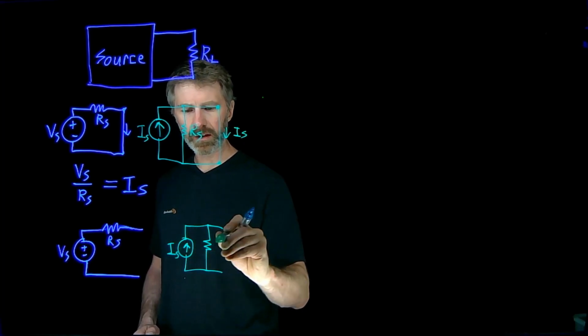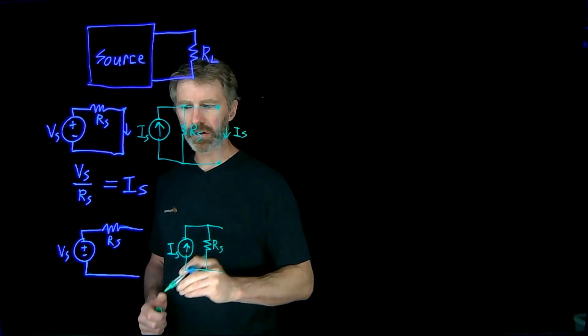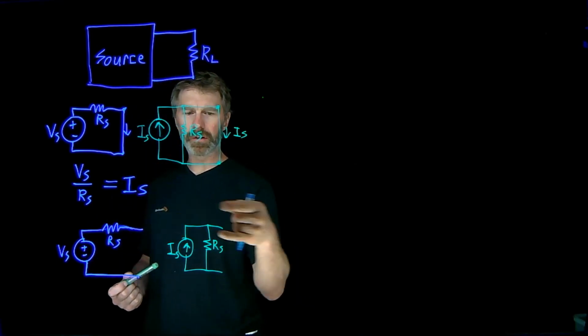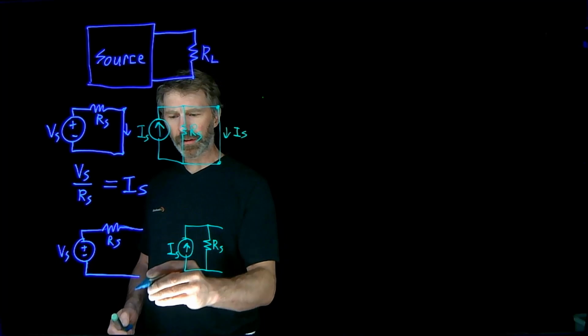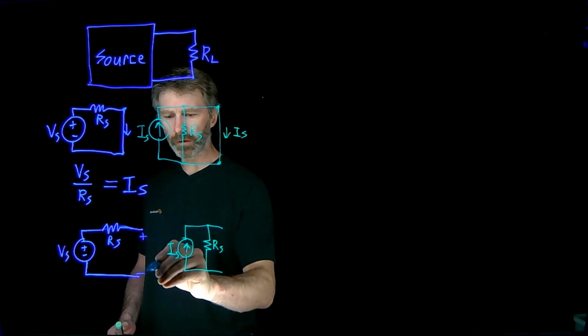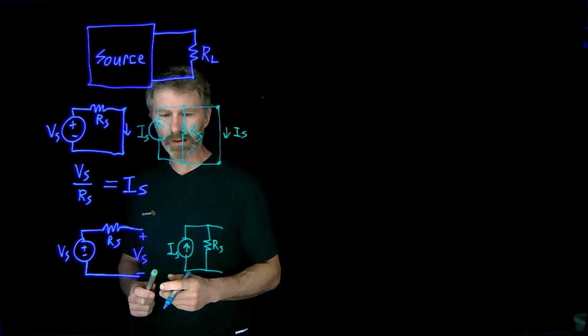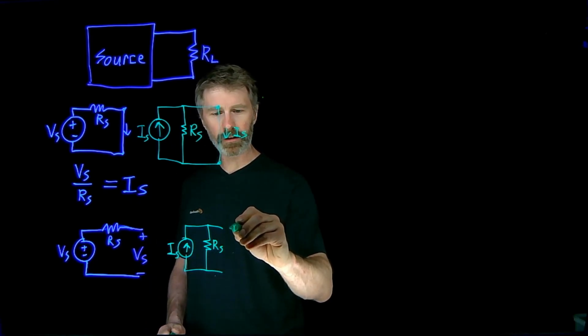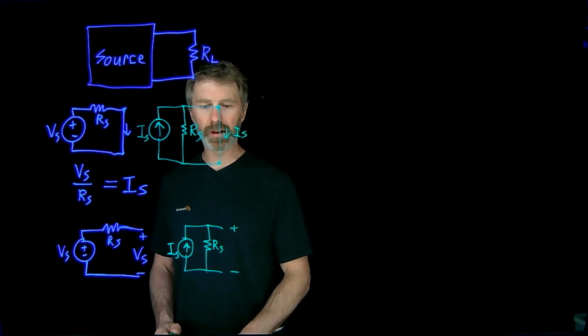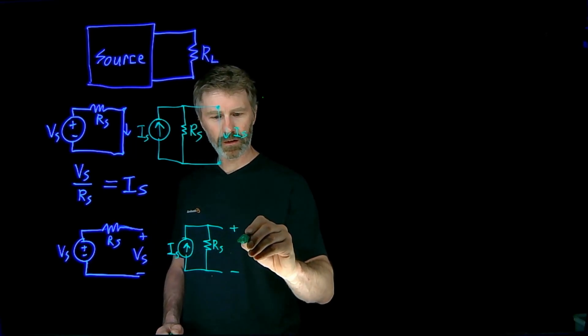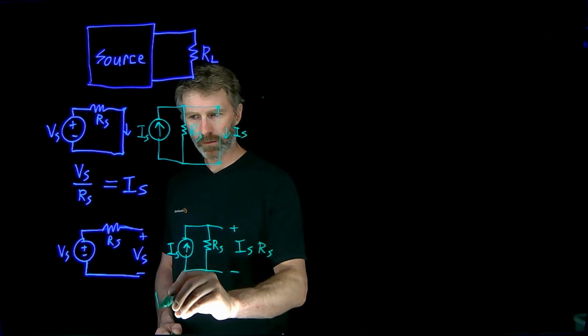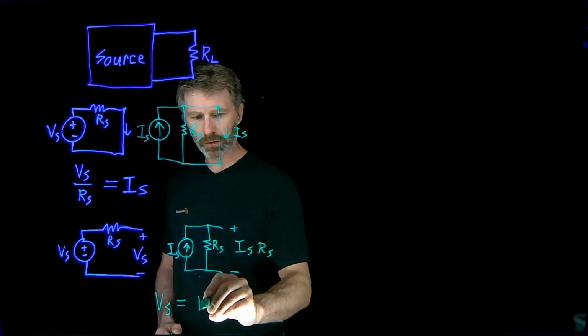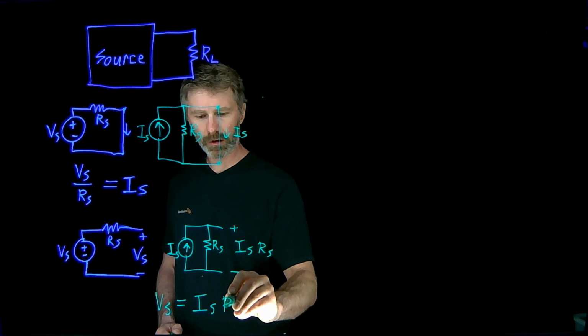So if we look at the case of this being an open circuit, and we want the voltages here to be the same, the output voltage on the open circuit of this one is simply equal to Vs. And in order for the output voltage of the current source to be equal to Vs, Vs must be equal to Is times Rs.